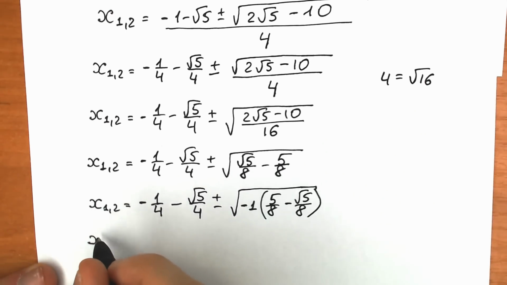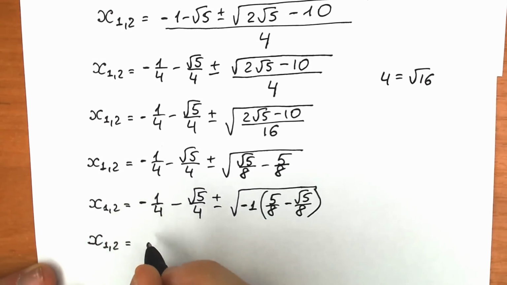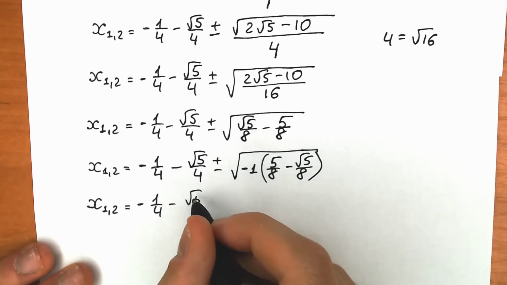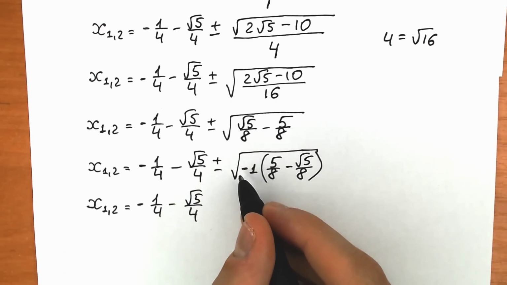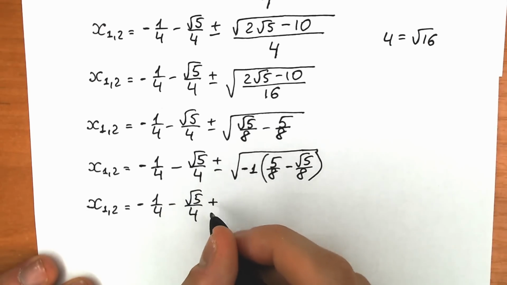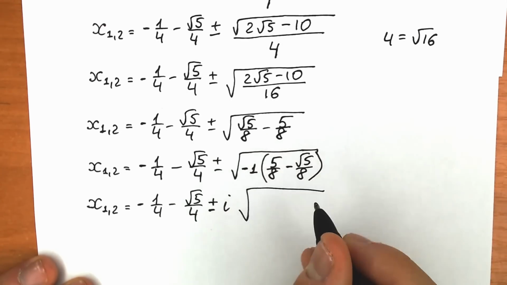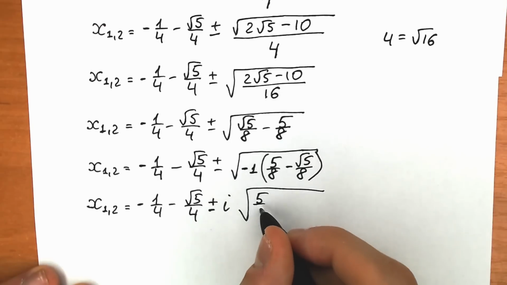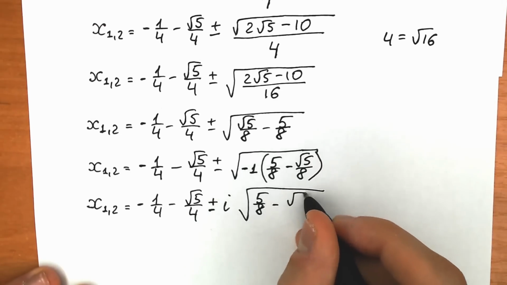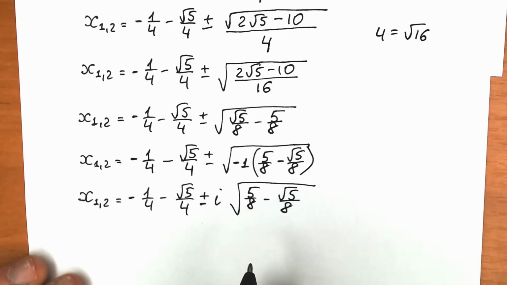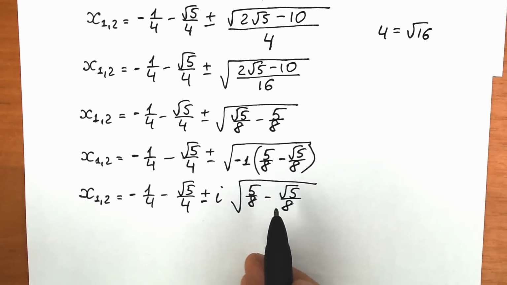So as a result we can write x first and second equal to -1 over 4 minus square root of 5 over 4, and right here, because of this square root of -1, we can easily create our complex unit. So plus minus i, okay, and this expression still inside this square root sign. So we have 5 over 8 minus square root of 5 over 8, and we can't simplify this more. We have our real number part, imaginary part, we have with plus minus. So as you can see, we solve this question completely. But finally, let's write all of this solution.